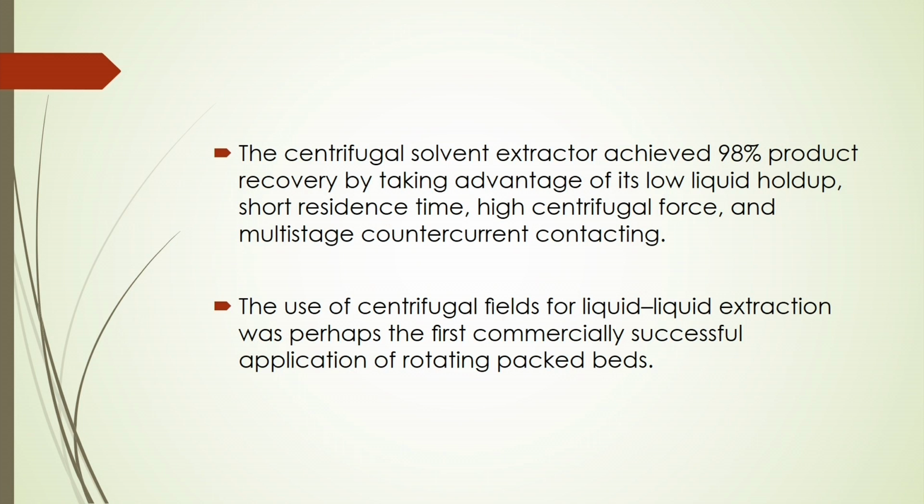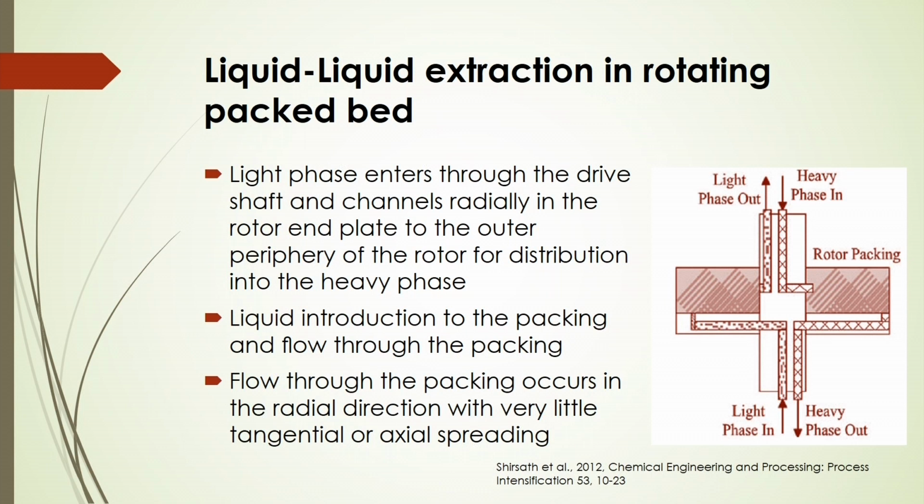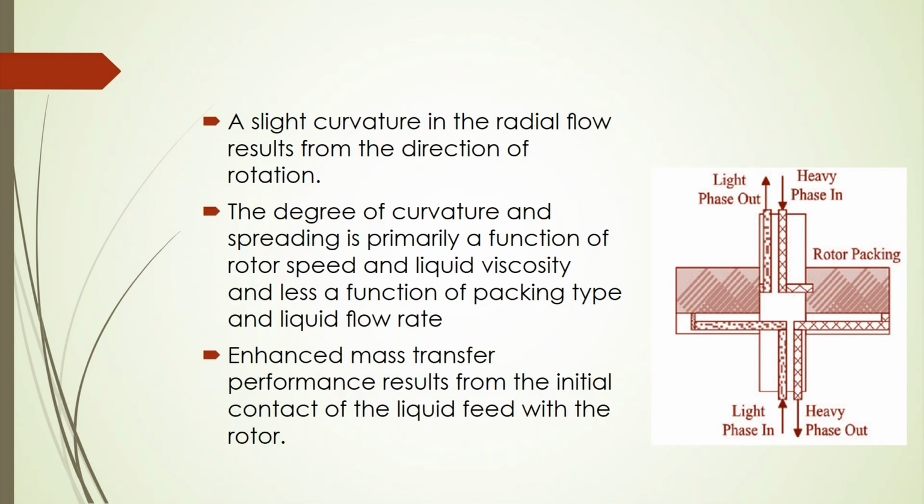In this figure you can see a rotating packed bed for liquid extraction. As per the figure shown here, according to Shishat et al. 2012, the light phase enters the drive shaft and channels into the rotor, and then to the outer periphery of the rotor for distribution into the heavy phase. Liquid is introduced to the packing and flows through the packing. Flow through the packing occurs in the radial direction with very little tangential or axial spreading. So, based on this centrifugal action, extraction is intensified.